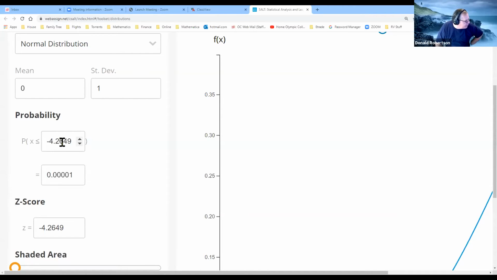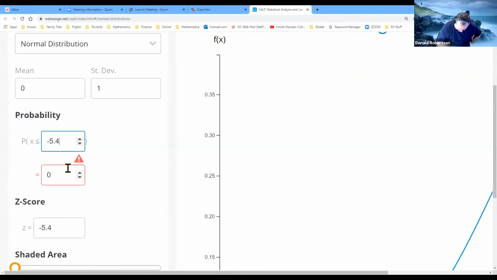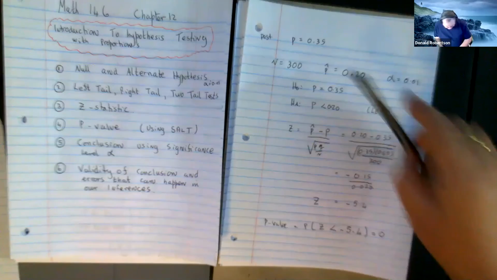Okay. So I put in the negative 5.4. And the answer I got was 0. So the p-value here is 0. That's pretty small. Would you agree? That's like overkill small. But that's good news. So I got my p-value and it's 0.